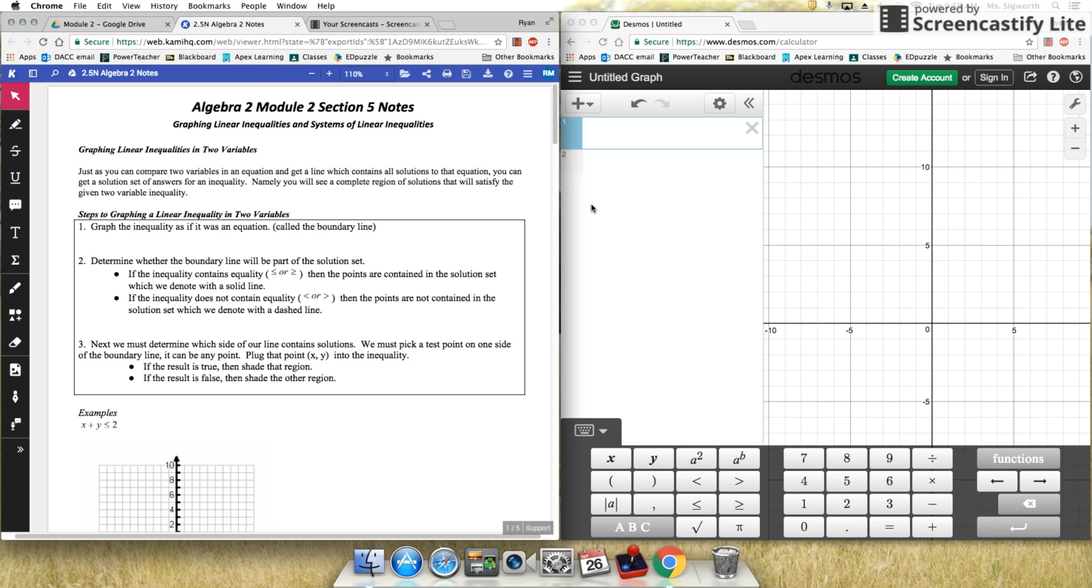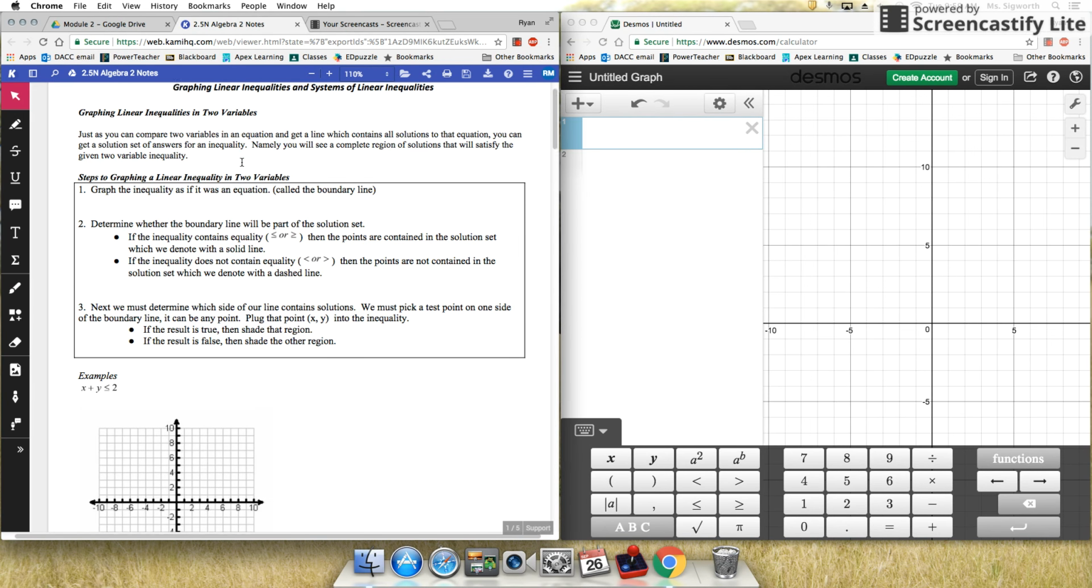Okay, in section 5, we're going to be talking about graphing linear inequalities and then systems, so multiple linear inequalities. And remember, an inequality, different from an equation, uses a less than or a greater than symbol instead of an equal sign. So when we're looking at linear inequalities, just like we can compare two variables in an equation and get a line, with inequalities, we're going to get a line with an entire region of solutions, a complete region that works to satisfy an inequality.